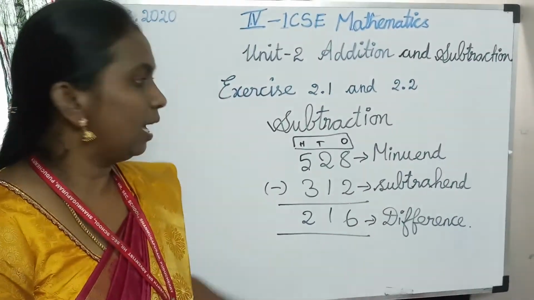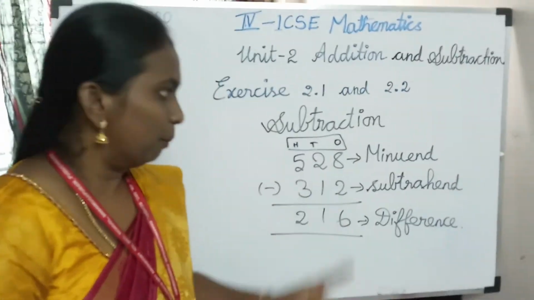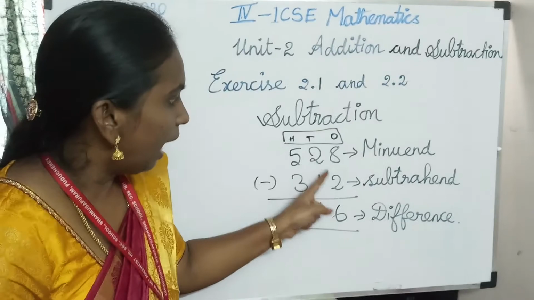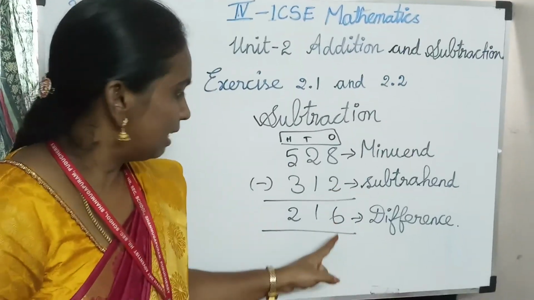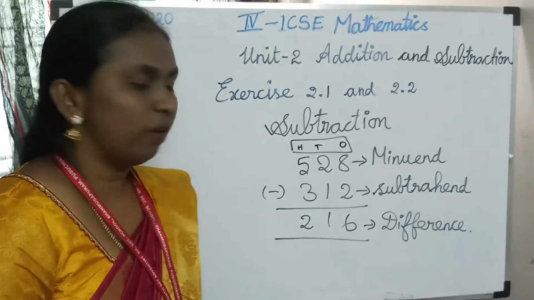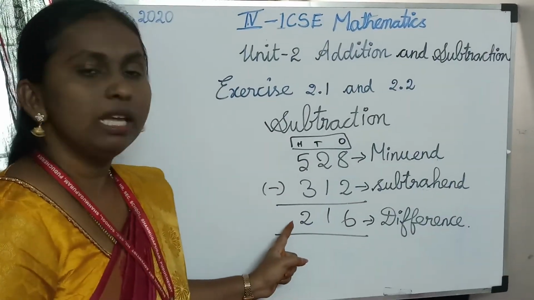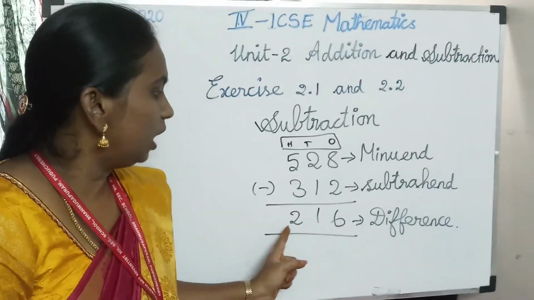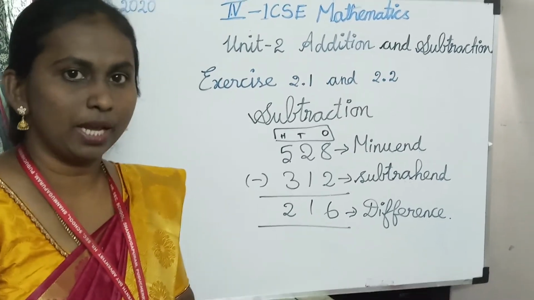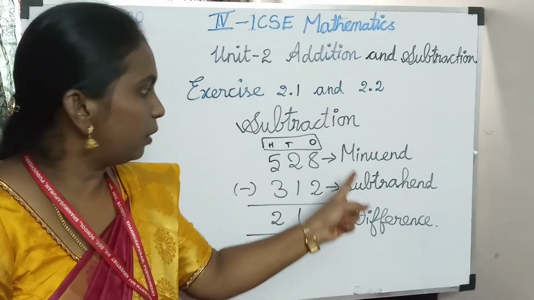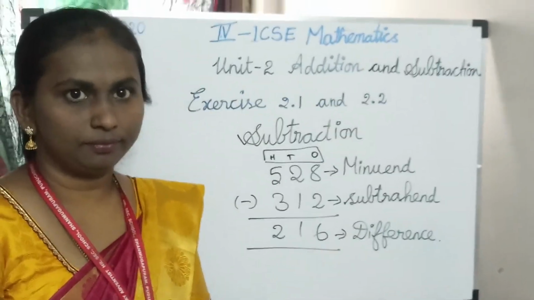So let me explain the subtraction. We'll start with the ones place number. Ones place numbers here are 8 and 2. 8 minus 2 is 6. 2 minus 1 is 1. 5 minus 3 is 2. So the answer will be 216. This is the procedure of doing subtraction. Start the subtraction from the ones place number, as we did in the addition.